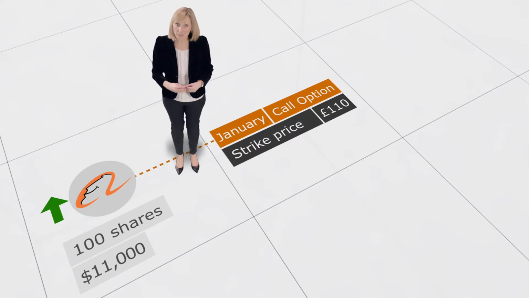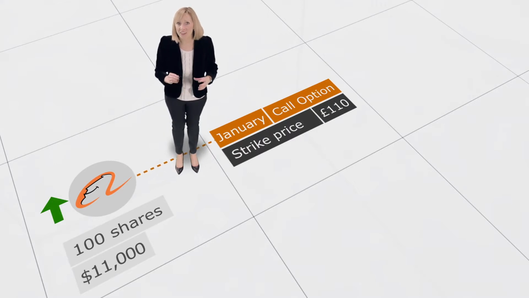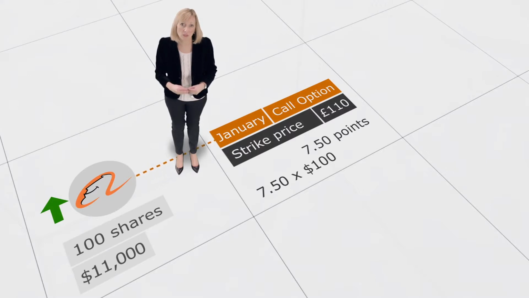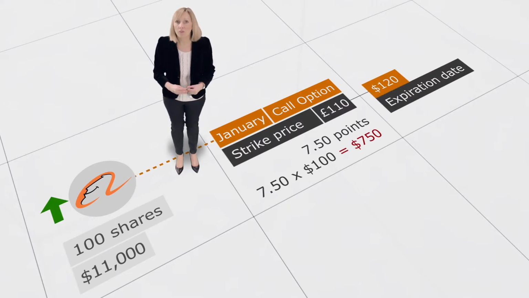This will allow you to exercise or purchase the shares at any time on or before the third Friday in January. For this call option, the purchase price is quoted at 7.50 points. To calculate the actual price, however, you simply multiply the points by $100 to get the total investment for the contract, which in this case is $750. If Alibaba shares appreciate to $120 by the expiry date, you will have the right to buy them at $110.